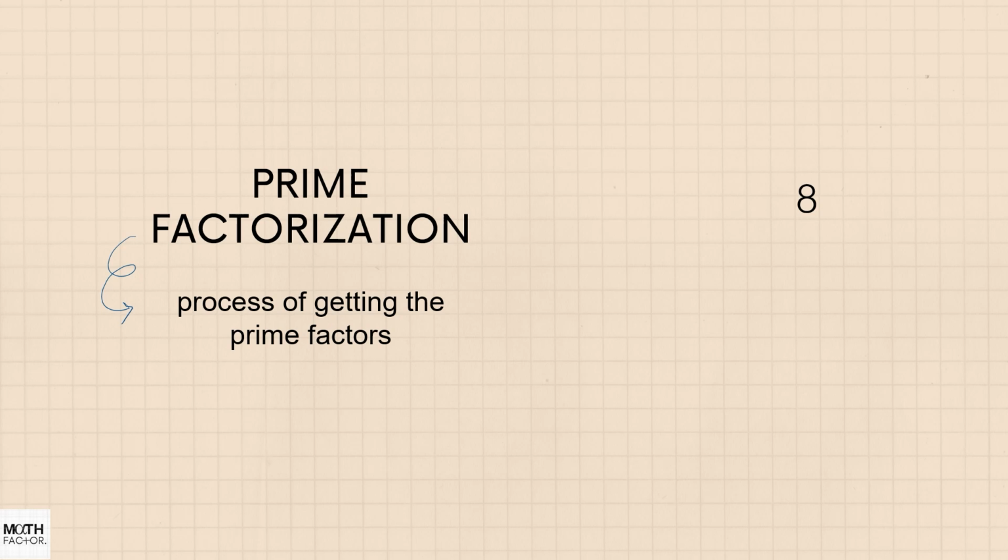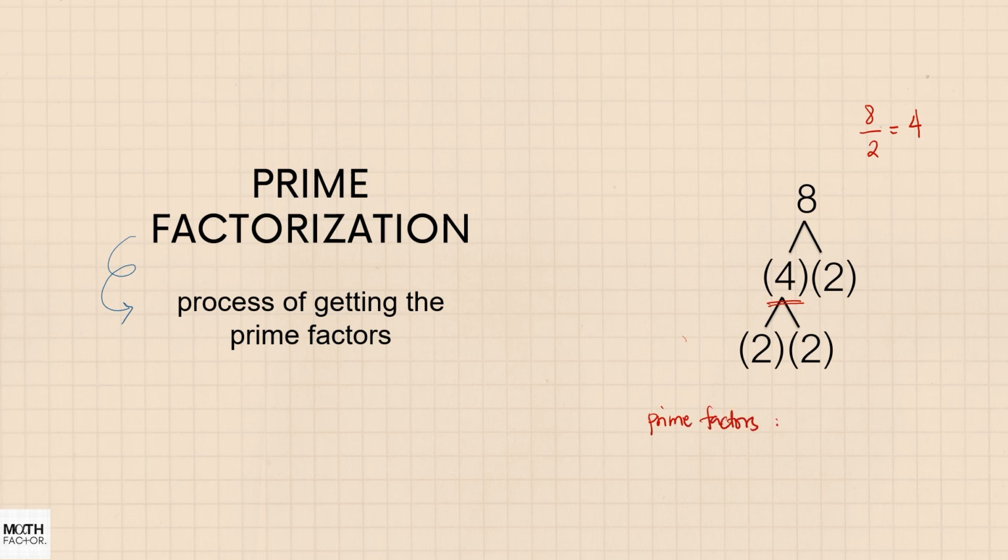And 8 divided by 2 is 4. So this gives us 4 and 2 as factors. Now, as we look at 4, it's still not a prime number, so we still need to find its prime factors. And these are 2 and 2. And there you have it. The prime factors of 8 are 2 times 2 times 2.